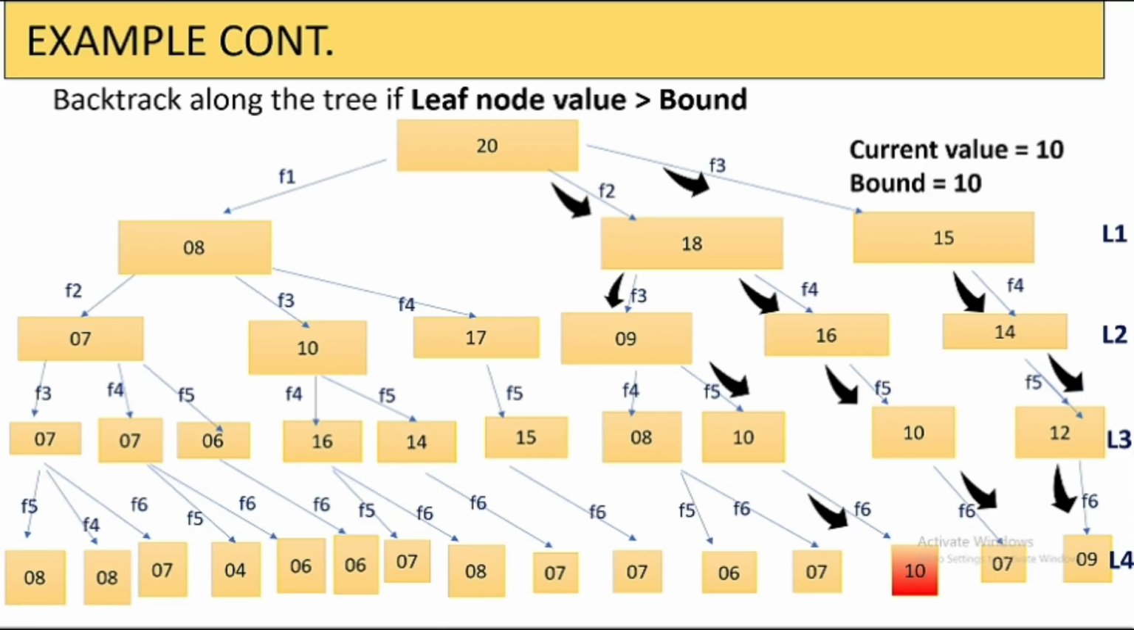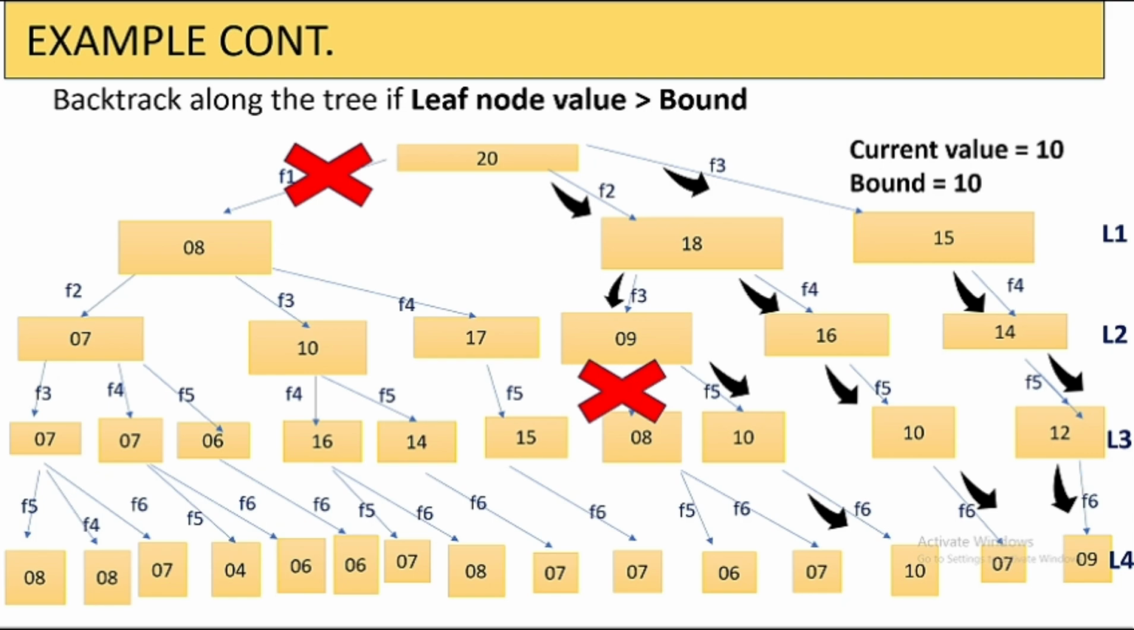When I come to this leaf node which has a value of 10, 10 is greater than 9, therefore I need to update my bound value. So the current value is 10 and my bound value is also 10. So I can discard or prune branches if the current node value is less than the bound value. For example, now my bound value is 10.